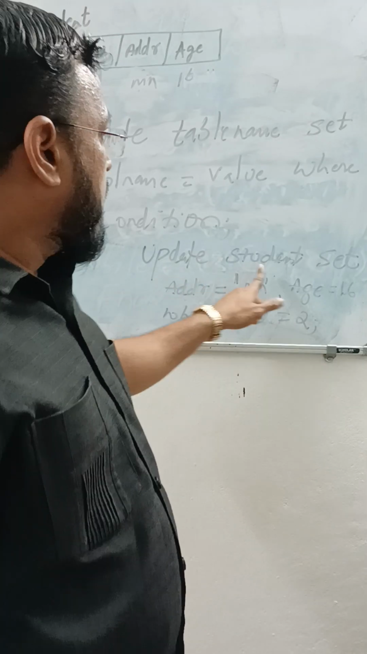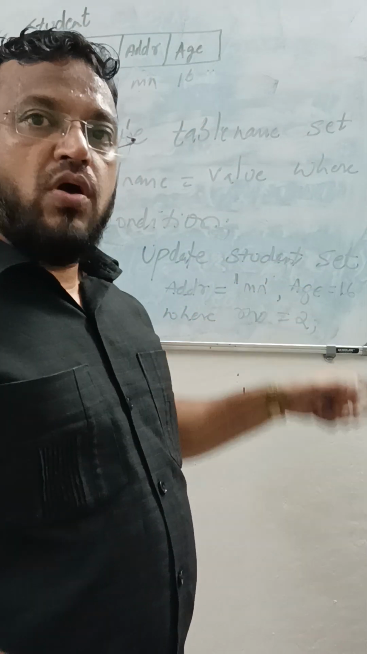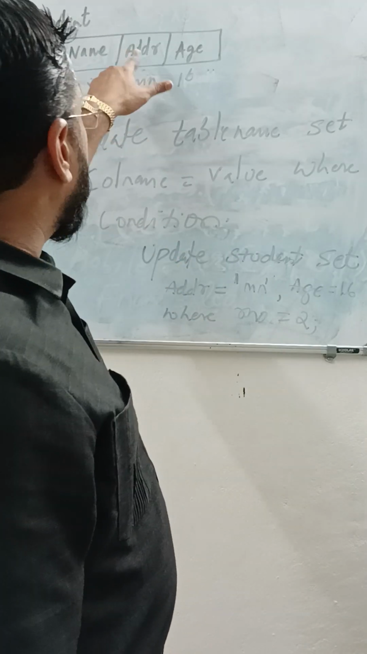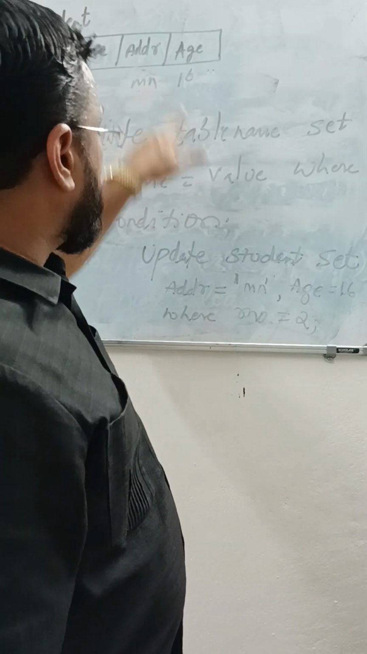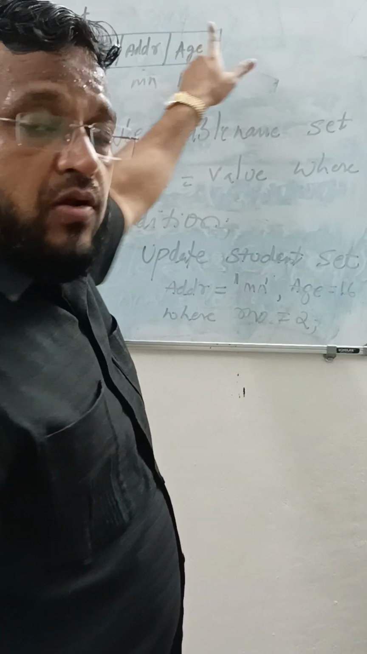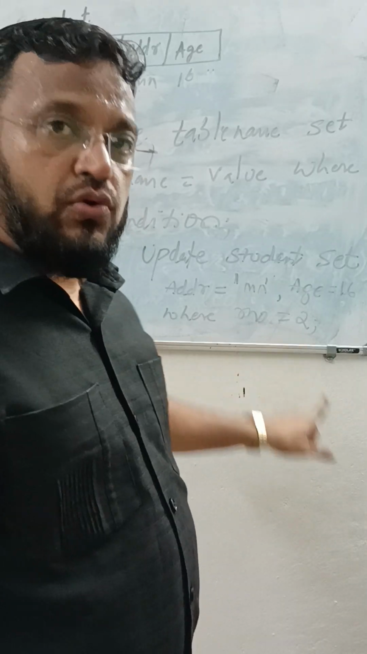Update table name. What is the table name here? Student. Set means now you are trying to give some values for some variables. What is the column name here? Address. So what value do you want to give? Some address. Then what is another column name? Age. Give some value. Where roll number is equal to 2.